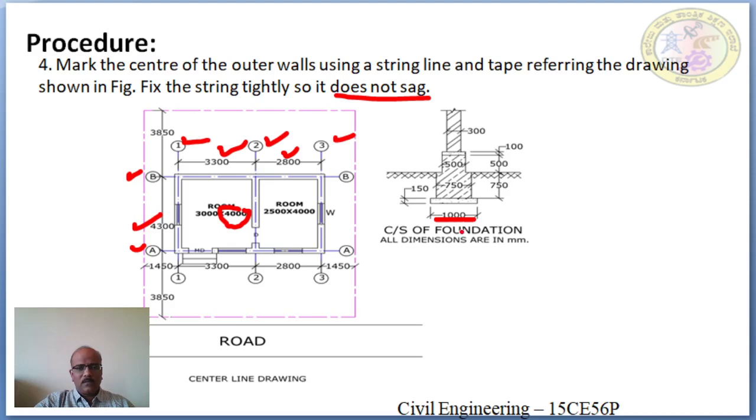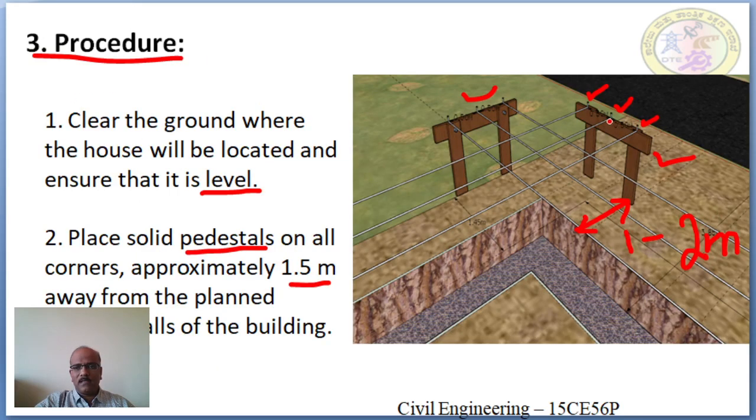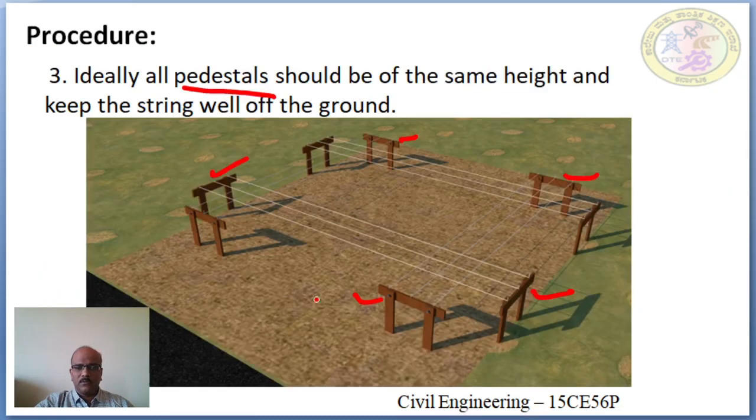On either side, 0.5 meter on either side of the centerline string is marked on the profile boards, and the nails are driven at 1.5 meter from the centerline for all the profile boards, and the string is tied between the centerline.